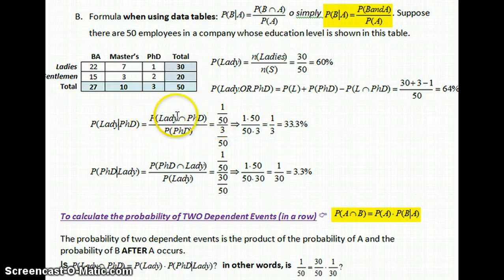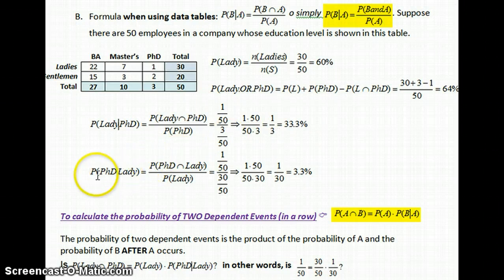Look, it's going to be the probability of the common region, which is 1 in 50, divided by the probability of the event that always goes down here as the denominator: the probability of choosing someone with a PhD, which is 3/50. So when you apply double C, or you multiply the first fraction by the reciprocal of the second, in other words, to divide, you notice these two cancel, so it's 1/3. And we knew that, right?